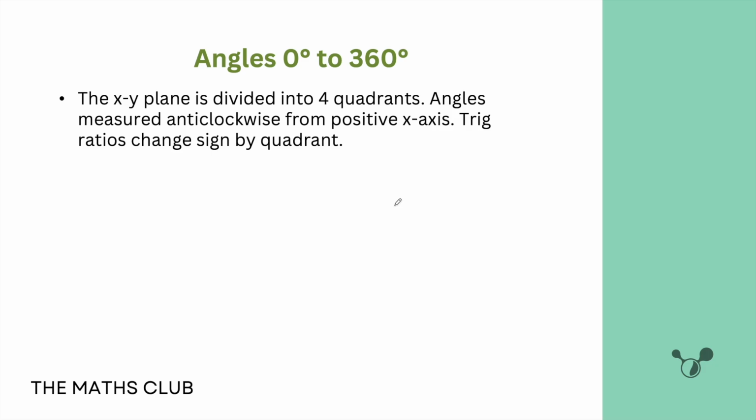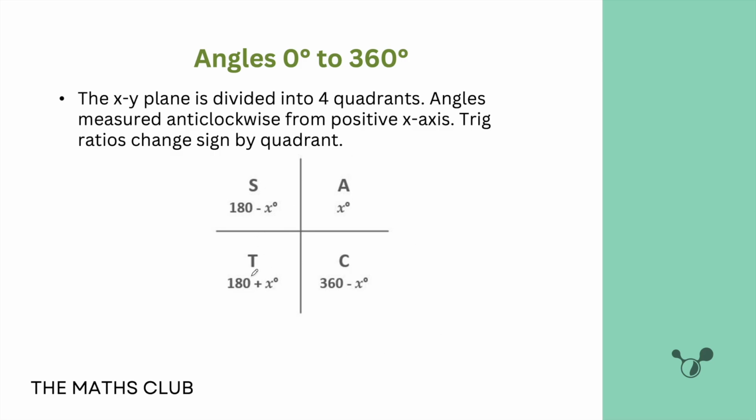The angles are measured anti-clockwise. Clockwise is the way the clock goes, like this, but anti-clockwise is like this. If measured clockwise, the trig changes direction. So the trig ratios change sign by quadrants. You see what that means? All this is just English. We have this anti-clockwise, so it goes like this instead of the normal clock direction like this.